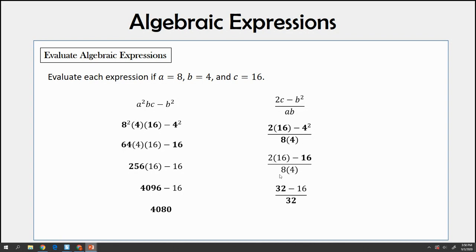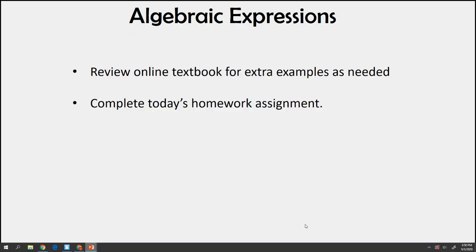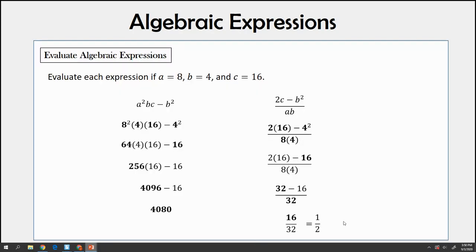So in the numerator, 2 times 16 is 32. So 2 times 16, 32 minus 16, that's in the numerator. 8 times 4, that's also 32. That's in the denominator. Okay, got to finish this part. 32 minus 16 is 16. So I got 16 over 32. Now I can do my division. It's going to be 1/2, or you could have 0.5. A calculator would tell you it's 0.5. Reducing to a fraction is just as good.